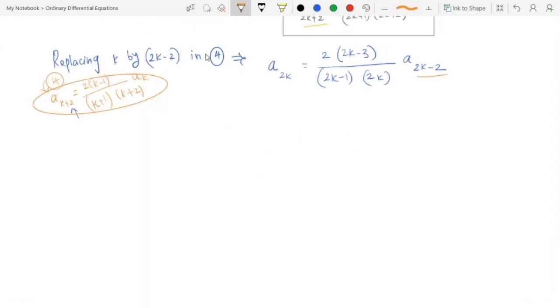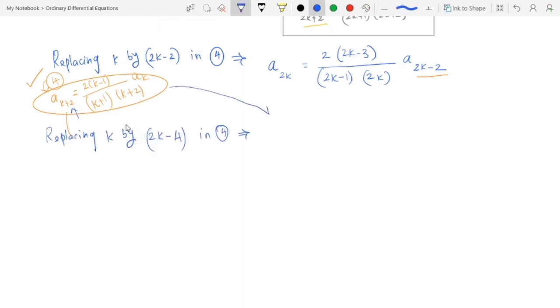Now we need a suffix 2k minus 2 from equation 4. For that, replace k plus 2 by 2k minus 2. That means k replaced by 2k minus 2 minus 2, that is 2k minus 4. Now replace k by 2k minus 4 in equation 4 to get a suffix 2k minus 2.